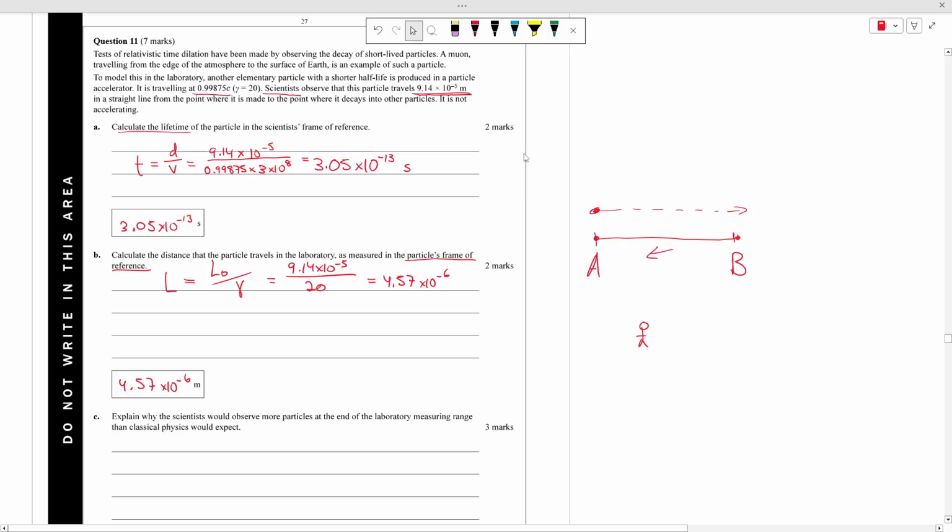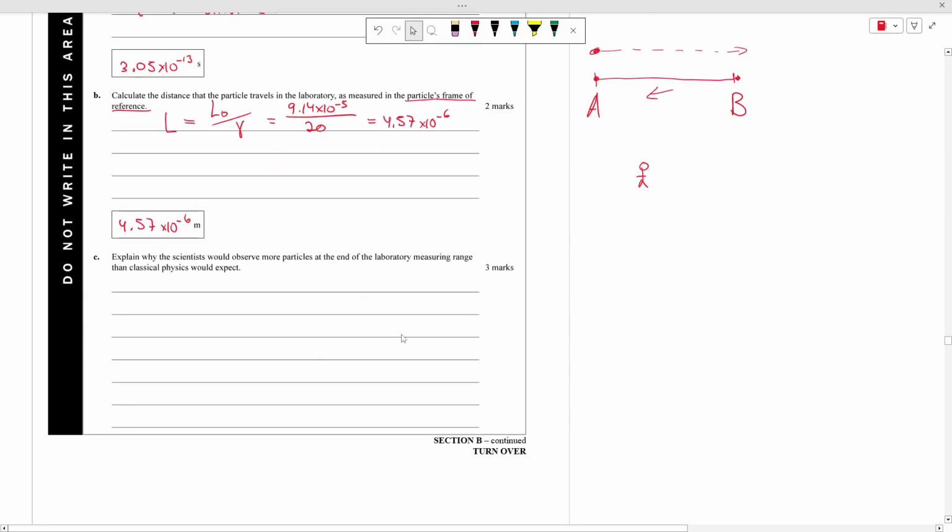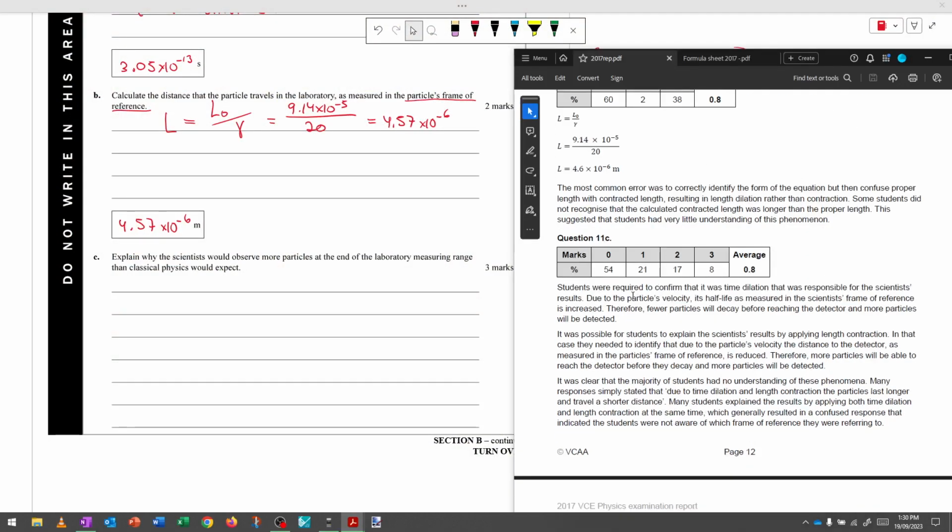So there's two explanations that could be provided here. Only write one of them down. I'm not going to write anything, I'll just go straight to the examiner's report. So students were required to confirm that it was time dilation that was responsible for the scientist's results. Due to the particle's velocity, its half-life as measured in the scientist's frame of reference is increased. Therefore, fewer particles will decay before reaching the detector and more particles will be detected. So that was the second explanation I provided.